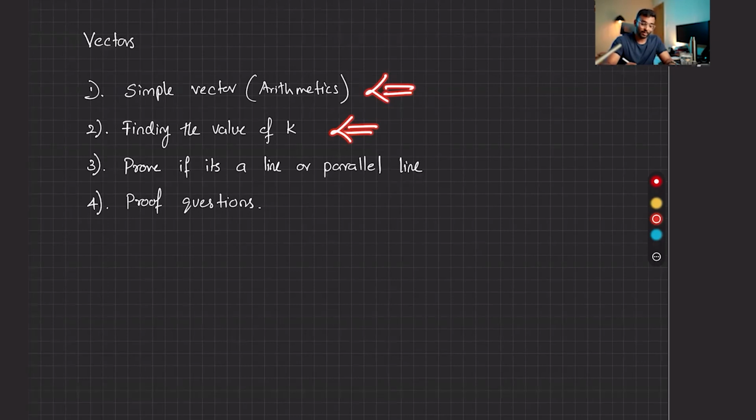And the third one is to prove if it's a straight line or if it's something like a parallel line. Now, these two are kind of at the same level. They could be 4 mark questions or 5 mark questions, usually 4 marks. And then we have the hardest one, proof questions.